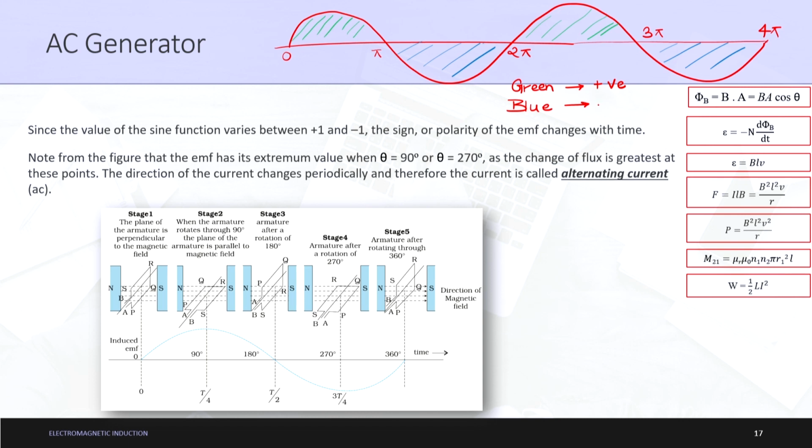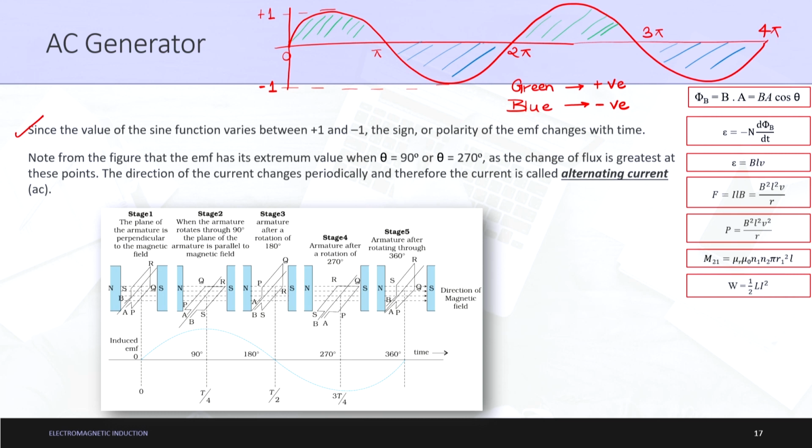And the blue is negative, and therefore this line is valid, that since the value of the sine function varies between plus 1 and minus 1. So this is plus 1 here, this is minus 1 here.